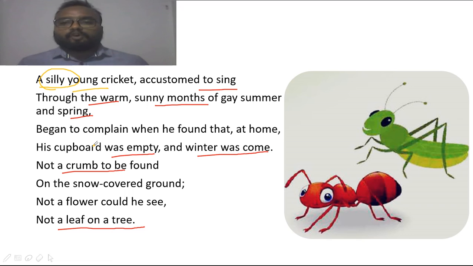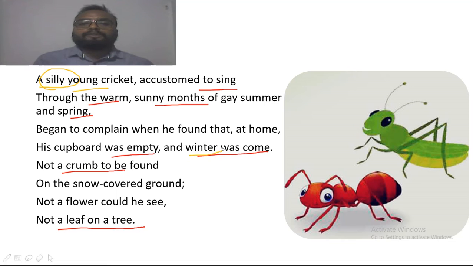It means he was always merry making, he was always enjoying, he was always in a happy go lucky mood, and he never cared about his future. So he entertained himself by singing. So what happened then? Through the warm sunny months of gay summer and spring. So when the season was favorable, that is during summer and during spring, he enjoyed himself, he entertained himself with his song. So now he began to complain, when he found that at home his cupboard was empty and winter was come.